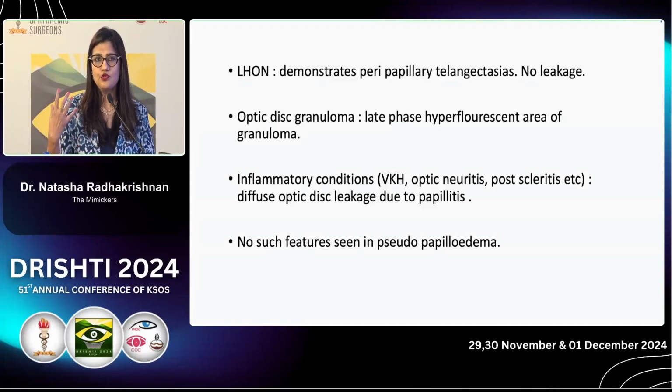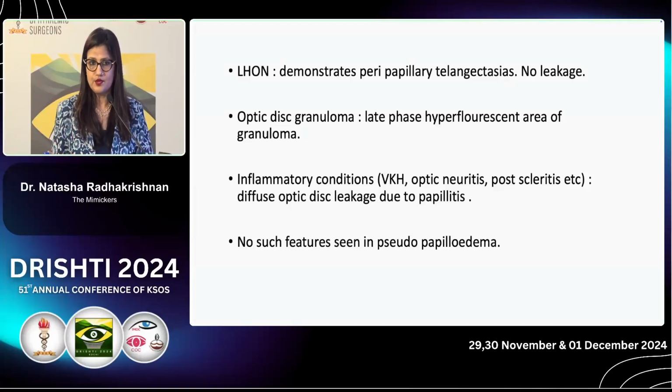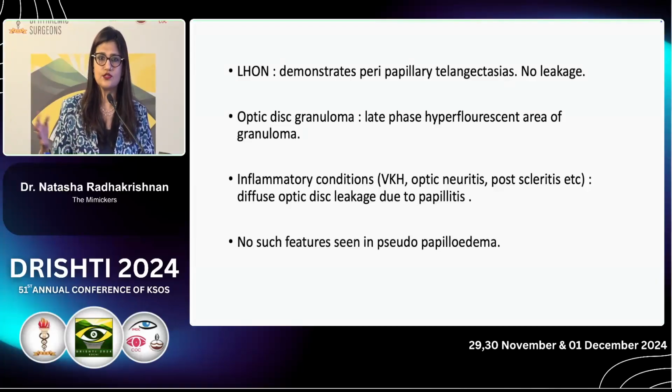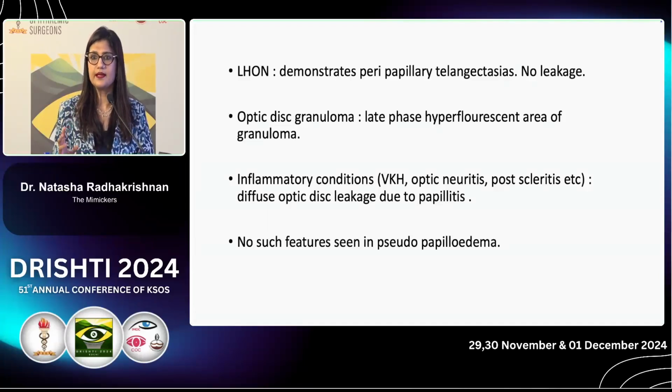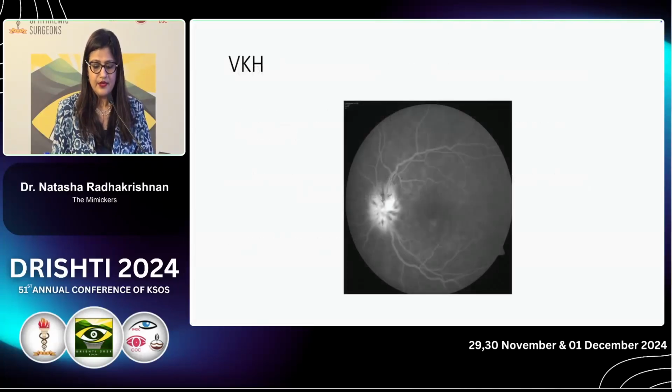AION also, if you do an FA and you don't concentrate on the initial phases, you may not be able to differentiate whether it is an optic neuritis or an AION. The initial sectoral filling defect has to be picked up if you want to differentiate that. And in pseudopapilledema, of course, none of these features will be seen. VKH, along with the disc leak, you can look for the pinpoint leakages that tell you that the choroid RPE complex is now leaking.